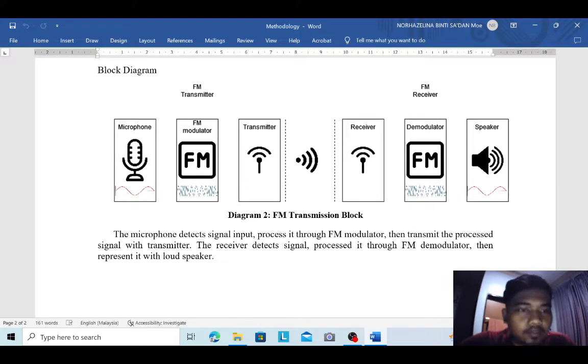For example, the microphone detects the signal input, which is our voice, and then it will be processed through the FM modulator. After the FM modulator converts the input into the signal, it will transmit the processed signal to the transmitter. The receiver will detect the signal from the transmitter, and then the demodulator will process the signal to the output, and then the output will be represented with the loudspeaker.